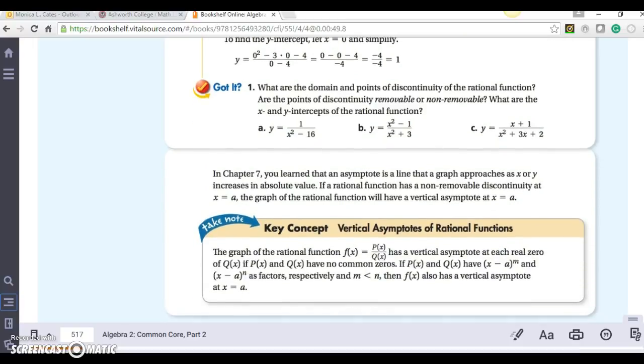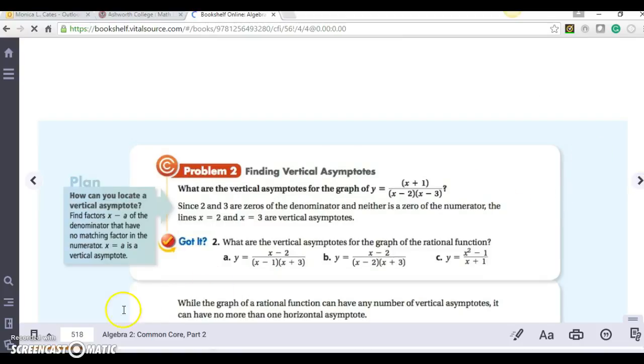So only if it's non-removable. If it's removable, it does not have it. So here's a key concept. The graph of the rational function f of x equals p of x over q of x has a vertical asymptote at each real zero of q of x if p of x and q of x have no common zero, which means it's not removable. So if p of x and q of x have x minus a to the m and x minus a to the n as factors respectively, and m is less than n, then f of x has a vertical asymptote at x equals a. So let's go on to problem number 2.